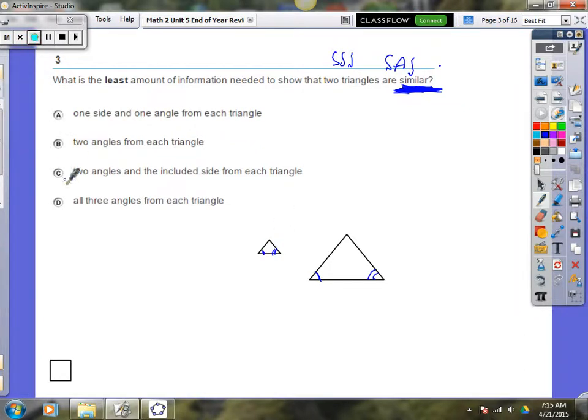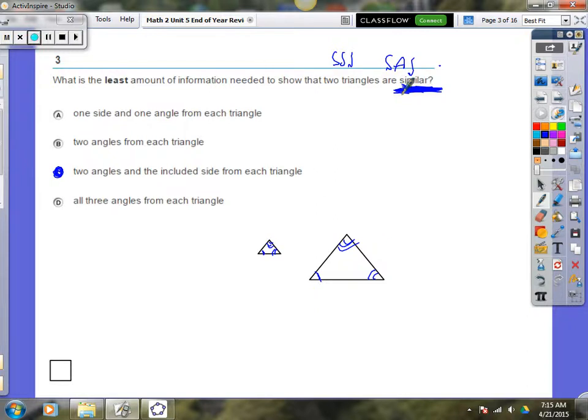So all we need, the least amount of information, is we need to know that two angles are congruent. So if this bottom left is congruent to this bottom left, the bottom right is congruent to the bottom right, that means by default the third one has to be congruent to the third one.